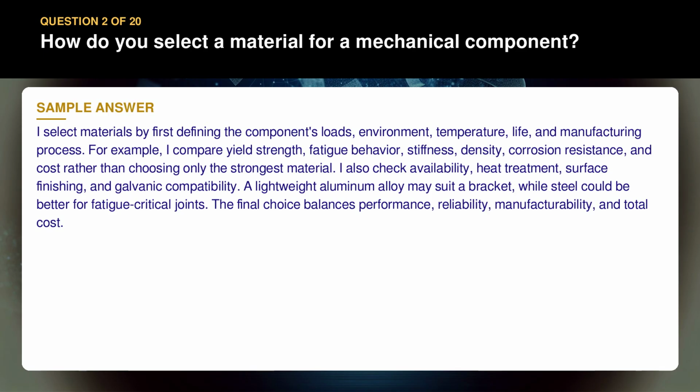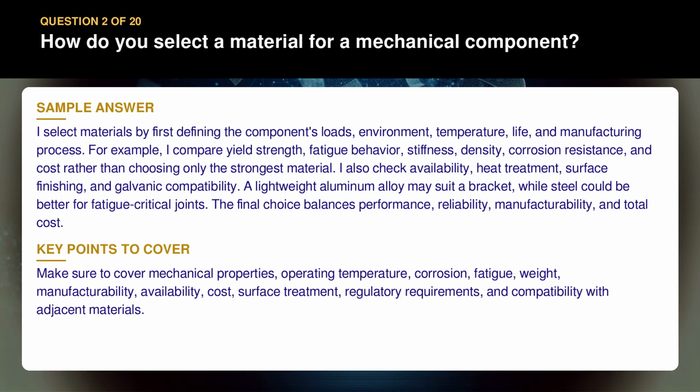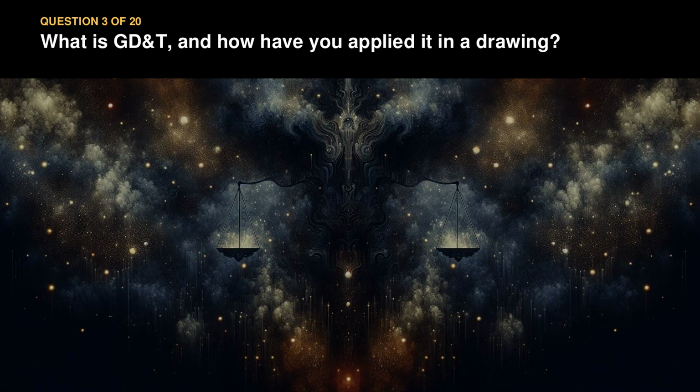A lightweight aluminum alloy may suit a bracket, while steel could be better for fatigue-critical joints. The final choice balances performance, reliability, manufacturability, and total cost. Make sure to cover mechanical properties, operating temperature, corrosion, fatigue, weight, manufacturability, availability, cost, surface treatment, regulatory requirements, and compatibility with adjacent materials.